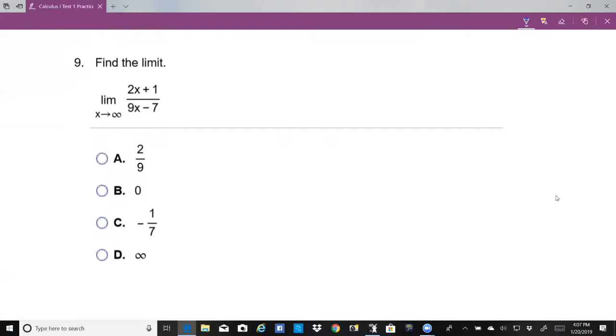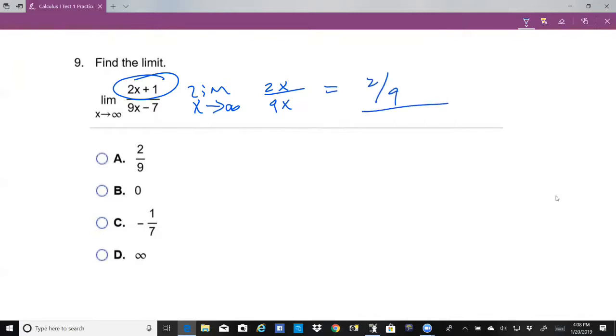Next one's very simple. You want to find the limit of this rational expression. It's really one polynomial divided by the other polynomial. 2x plus 1 is dominated by 2x as x goes to infinity. 9x minus 7 is dominated by 9x. So this is equal to 2/9 is the limit. So the answer is 2/9.